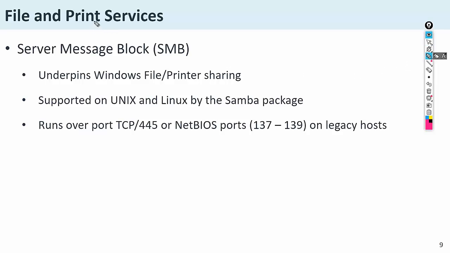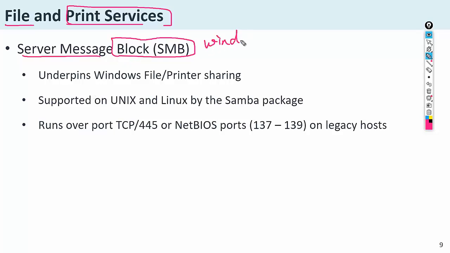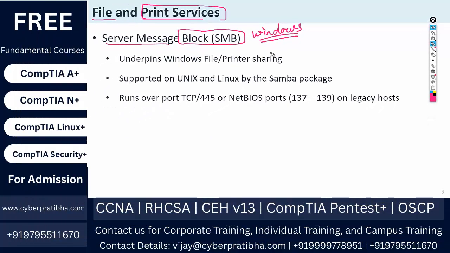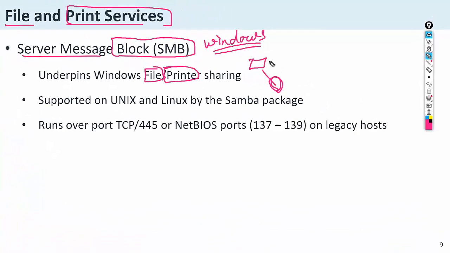There is another type of service, it is called file and print service. The file and print service works over the Server Message Block, SMB protocol. The SMB protocol is used in the Microsoft Windows operating system. This SMB is used for sharing files and sharing printers. Like only one system has the connected printer, so if this system wants to share the printer in the network, it can do so with the help of the SMB.